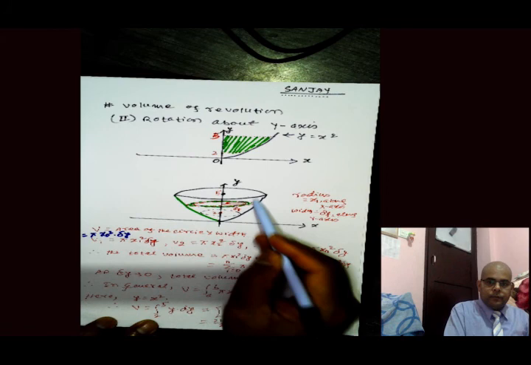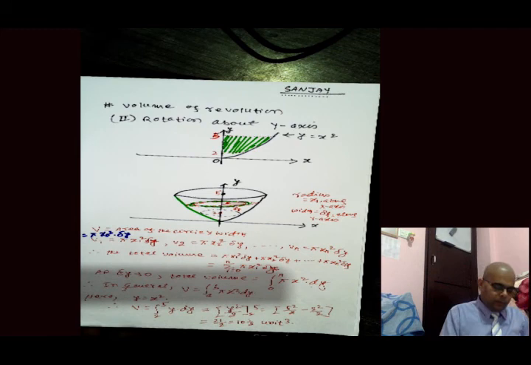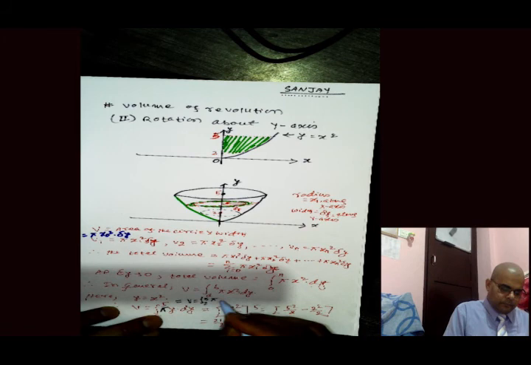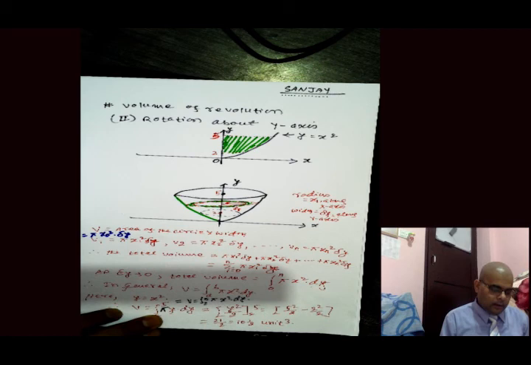So the volume formula in this case is volume equals the integration from 2 to 5 of pi x squared dy, not y squared dx in this case. Since in place of x squared there is already y, we write y here, and then this is dy, and pi will be here.